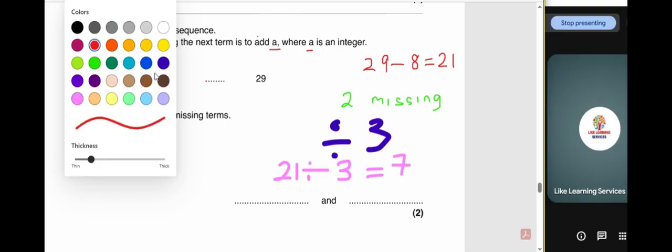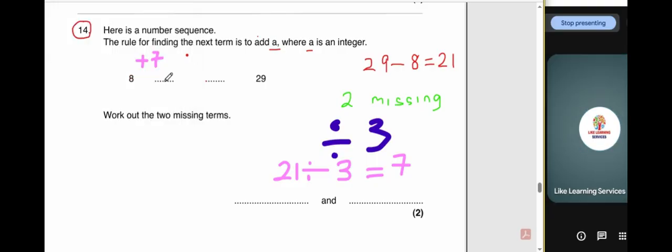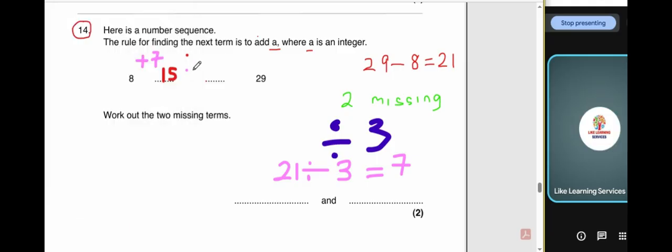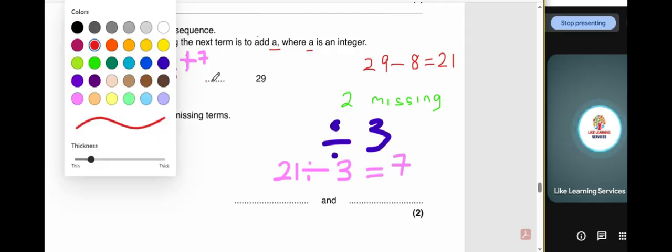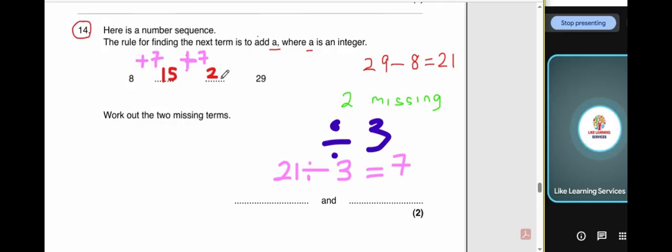8 plus 7 equals 15. So the next one, you add 7 again. It's just that simple. 15 plus 7 equals 22.